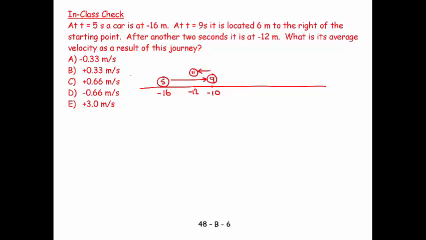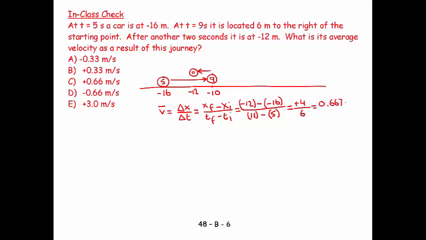What is the average velocity that results from this journey? So I'm going to say my average velocity is equal to my displacement over my duration, which is my final position minus my initial position over my final time minus my initial time, which equals, well, my final position is minus 12 and my initial position is minus 16, and my final time is 11, and my initial time for this journey is 5. So that's going to be minus 12 minus minus 16 is plus 4, and 11 minus 5 is 6. So that equals 0.667 meters per second, and it's positive, meaning that it's pointing to the right.